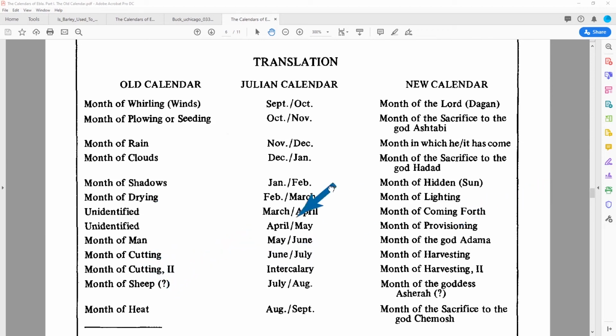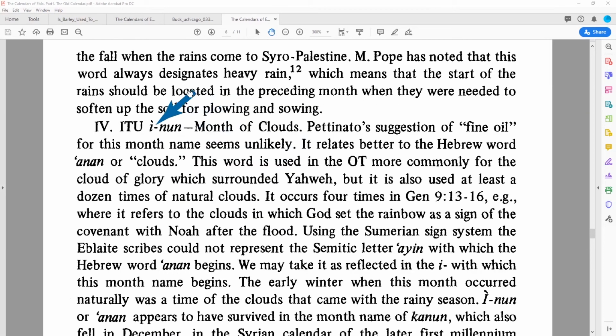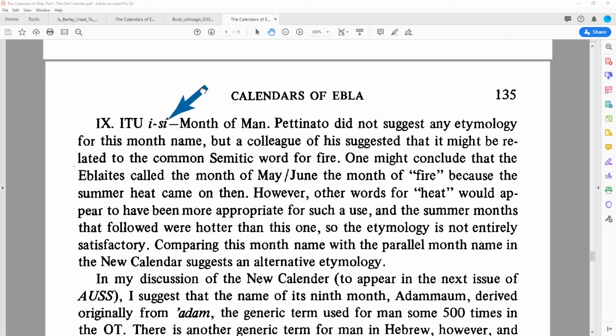Very interesting. Let's look at some of these. Month of rain, Gashum. Looks like Hebrew Geshem, doesn't it? Because both are Semitic languages. Eblaite, in fact, is an early form of Hebrew. Month of Enun, or month of clouds. Again, this is similar to Hebrew, Anan. Month of man, Isi. What's the Hebrew word for man? Ish. Very, very similar, isn't it?